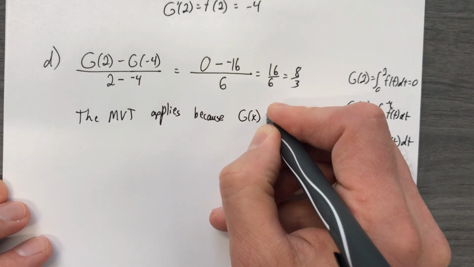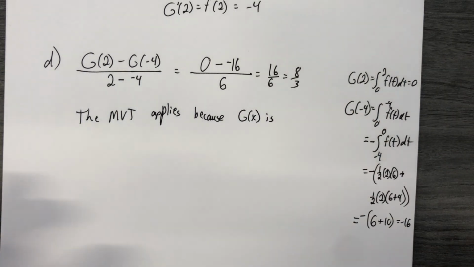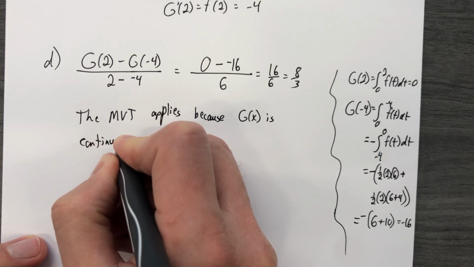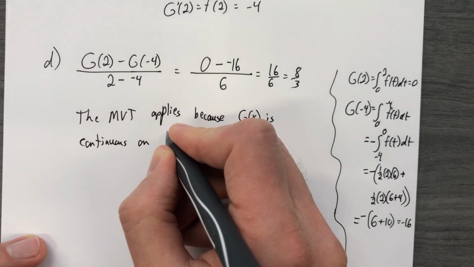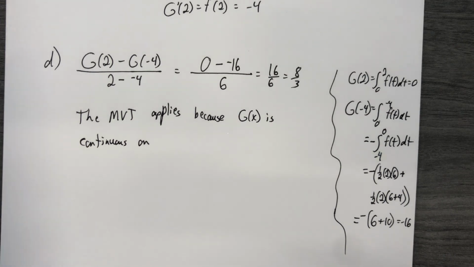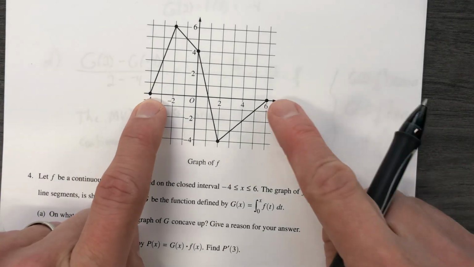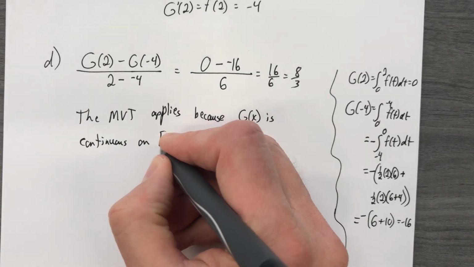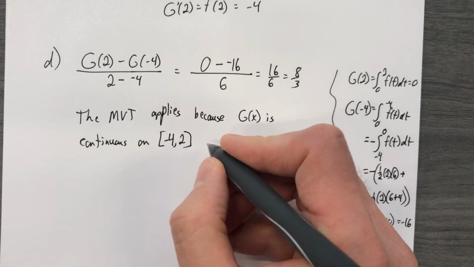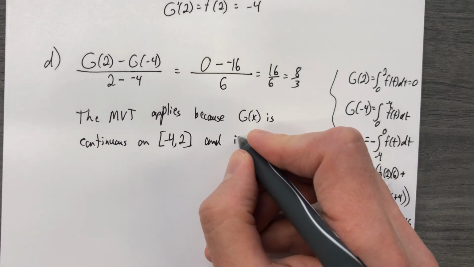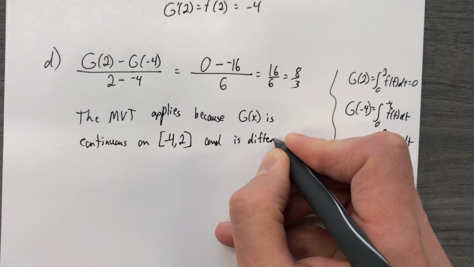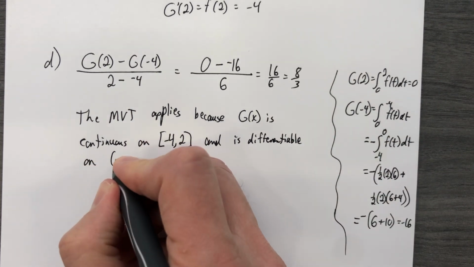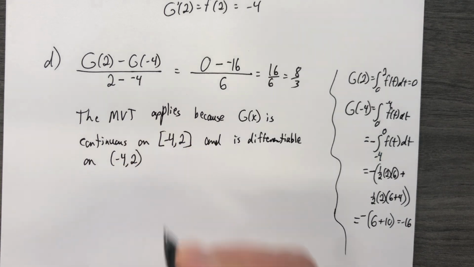g of x is, okay, we need to have a couple conditions met. We need to have continuity. It's continuous on, it needs to be the closed interval, which really makes sense. Like, we have to have continuity from here to here in order to find the average rate of change anyway. So, continuous from negative 4 to 2, and is differentiable on the open interval from negative 4 to 2, put parentheses on that one.